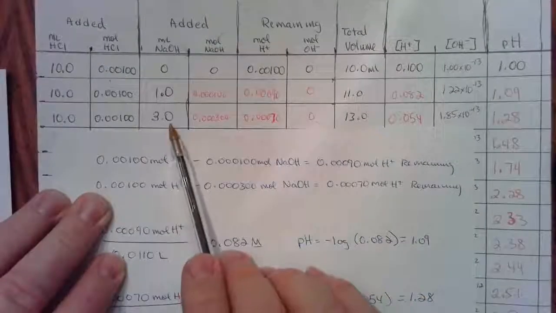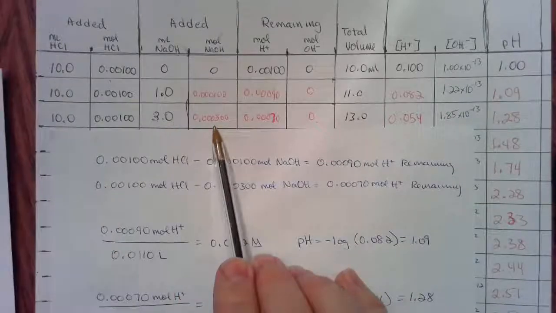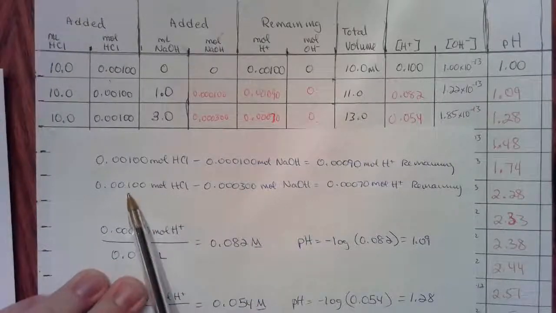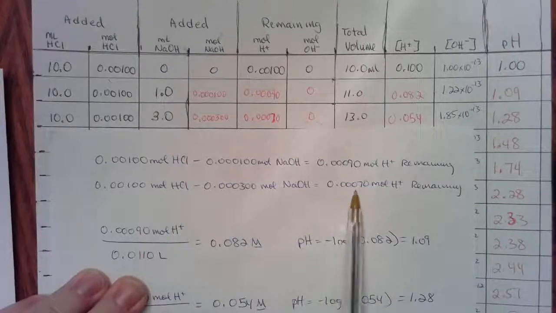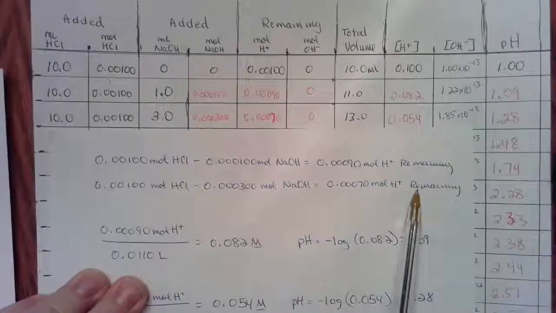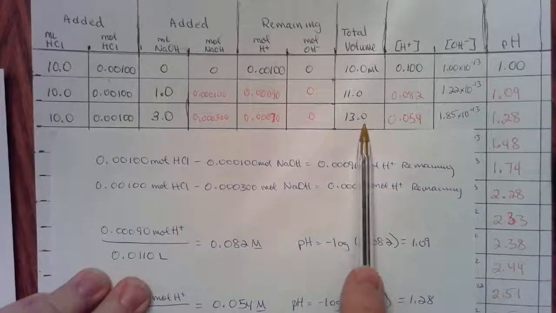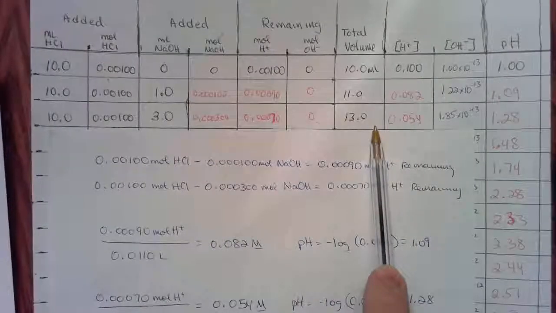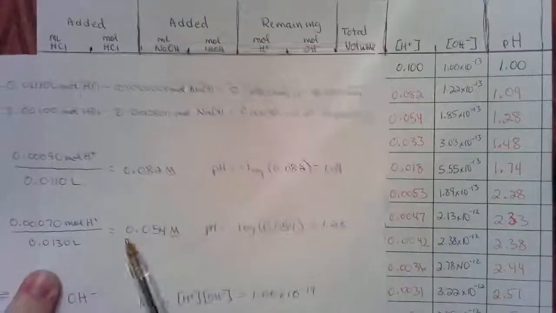For the next row, I'm adding a total of 3 milliliters, the one there plus 2 more, which amounts to 0.0003 moles of NaOH. So we're going to subtract the 0.0003 from the 0.001. I get 0.0070 moles of H plus remaining, right there. All the OH is used. Volume added is 13, so the 0.0007 divided by 0.013 is 0.054, which I put right here.